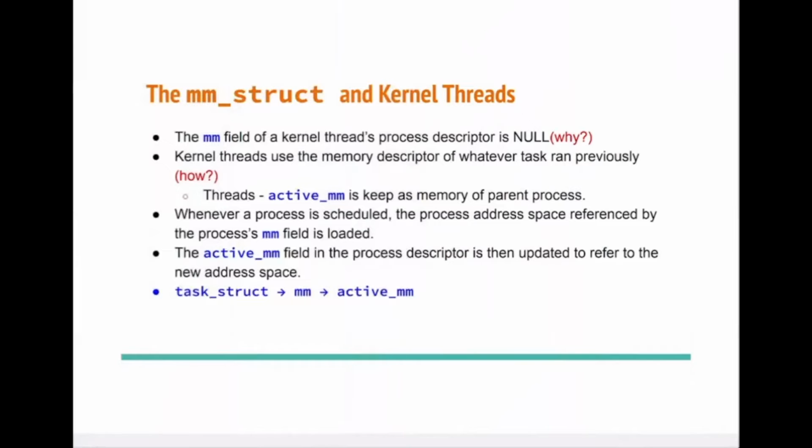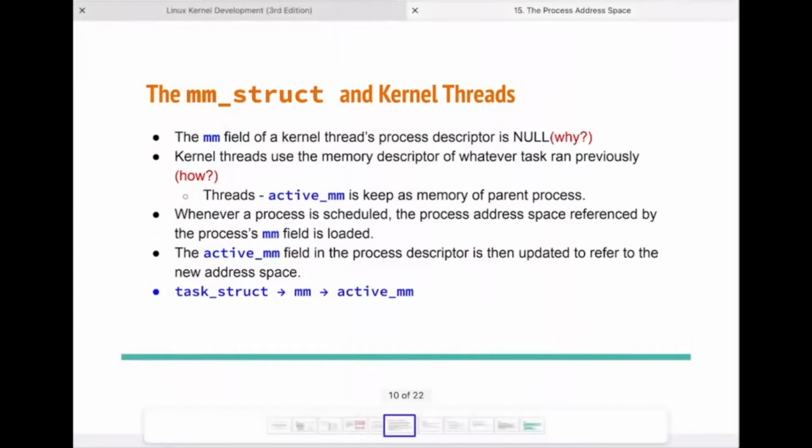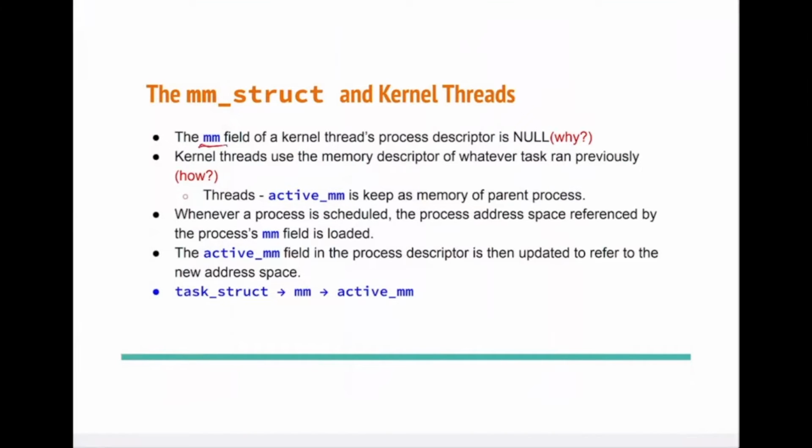So let's see about the kernel threads. When we are creating threads from a process, at that time we keep this field of that particular process as the null value. Whenever a thread is running, it will take the address space of its parent. So it keeps that address of its parent in this field, called active underscore mm. How does it do that? When the process is scheduled, at that time it references the field.